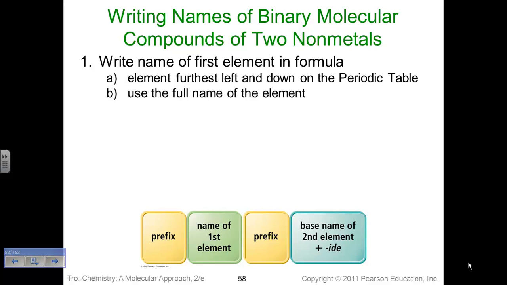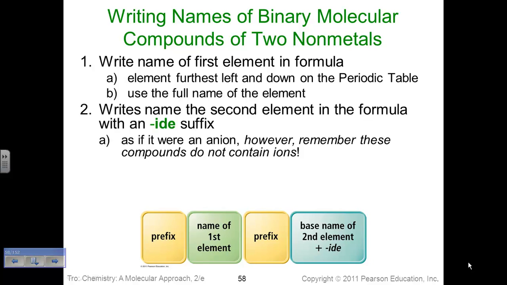It says we're going to write the name of the first element in the formula. So I'm looking at the symbol of the element and simply write its name. Notice the element furthest left and down on the periodic table will be placed first in the nonmetal arrangement of our formula. And we use the full name of the element just as it appears on the periodic table.